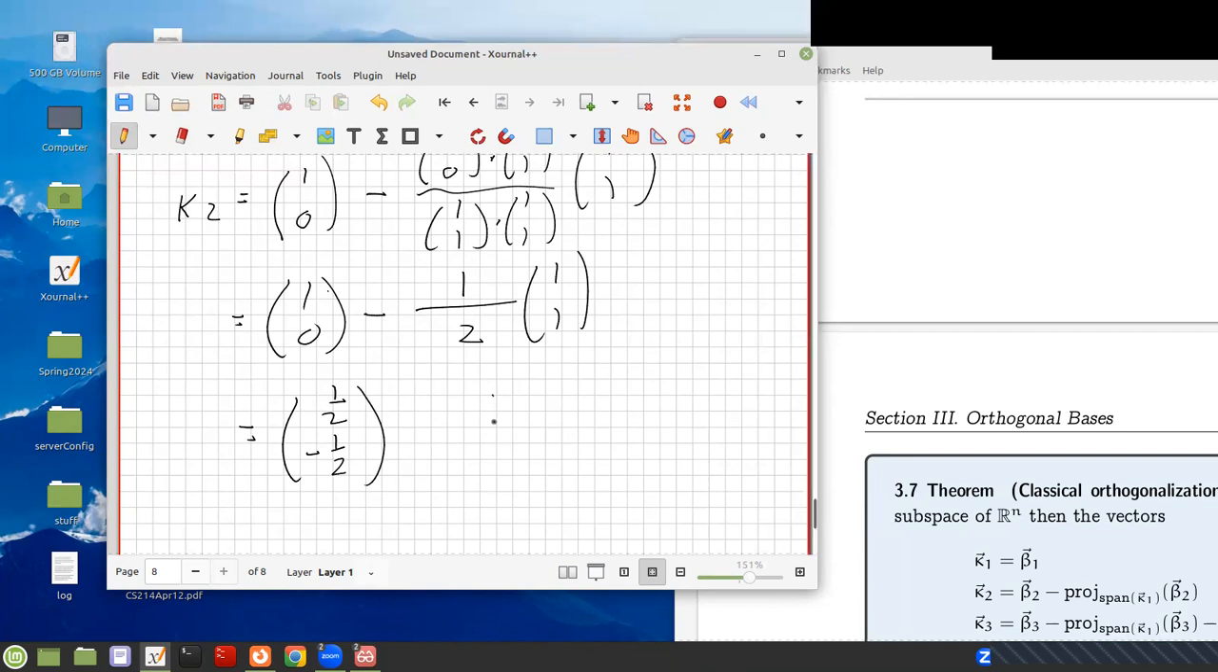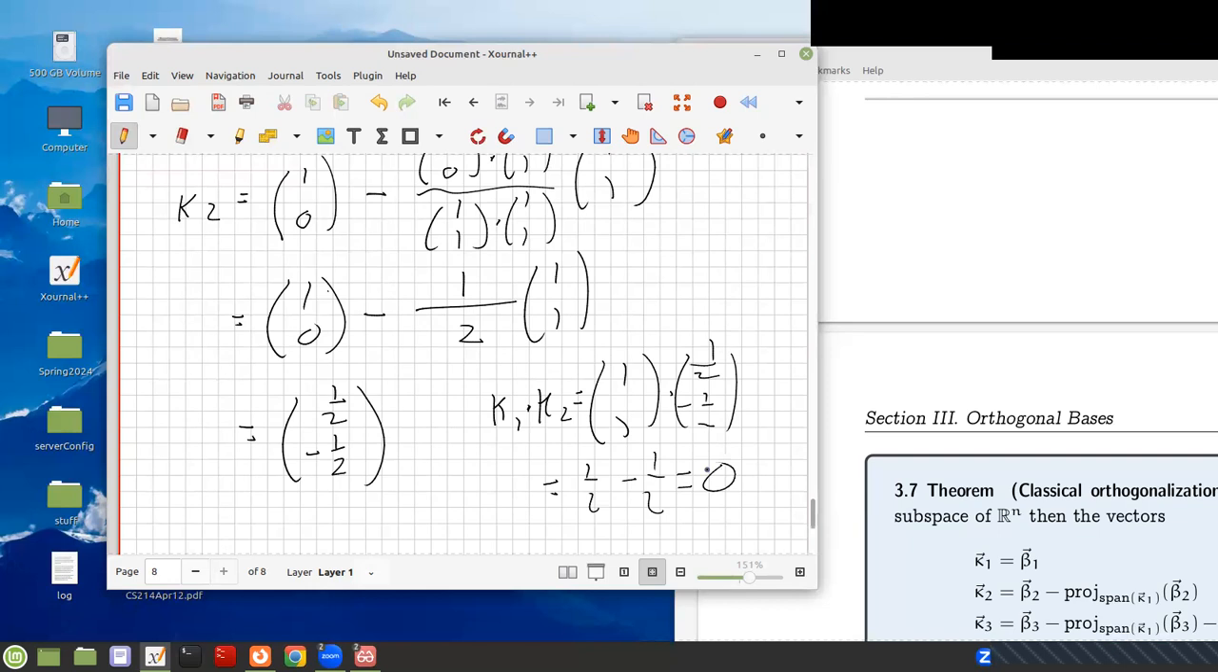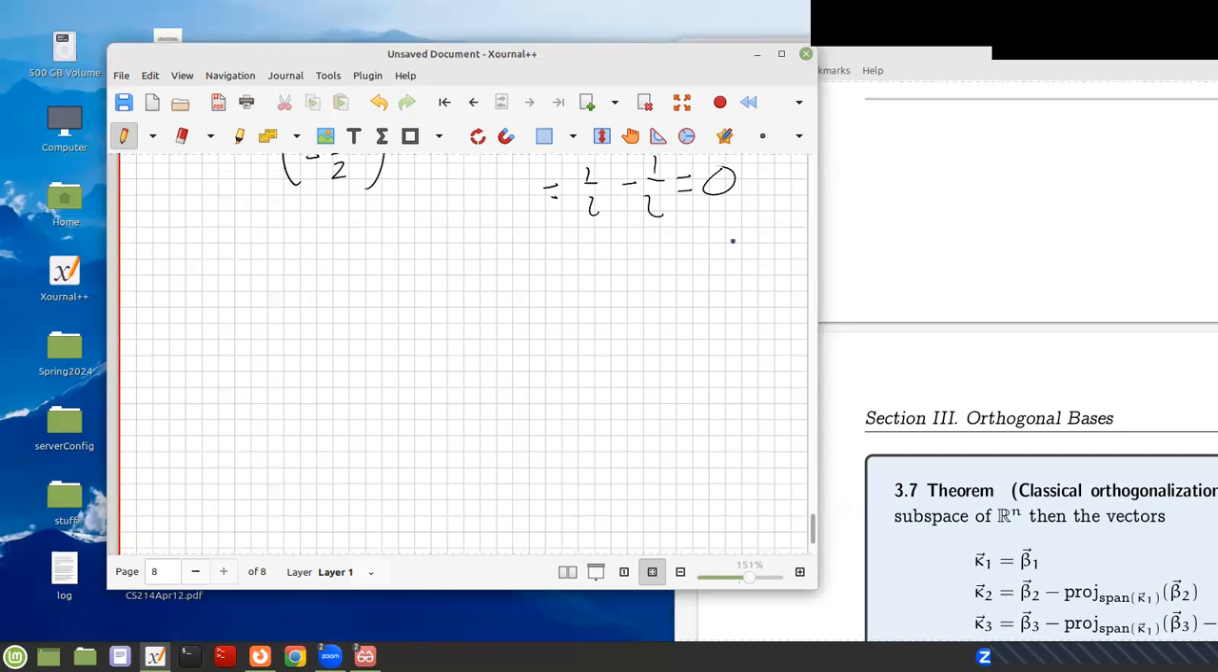Okay, and then you can check kappa 1 with kappa 2: 1, 1 dot 1/2, -1/2 equals 1/2 minus 1/2, which equals 0. So it's perpendicular. I meant the dot product of the whole thing, so 1 times 1/2 plus 1 times -1/2, which is 1/2 minus 1/2 equals 0. Never mind. Okay, all good.